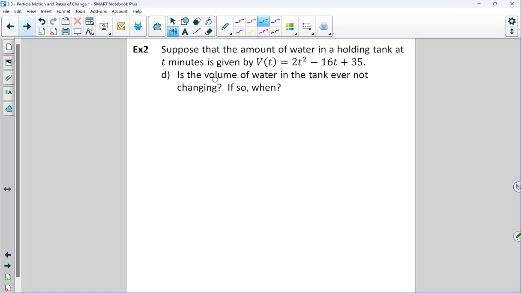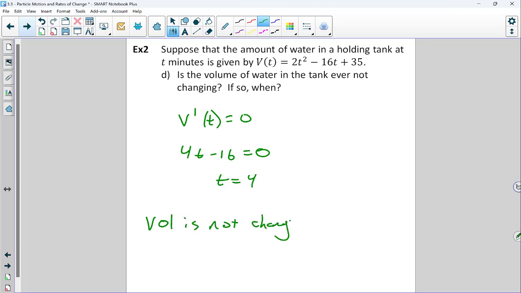And then part D: is the volume of the water in the tank ever not changing? Well, the volume would be not changing if the derivative equals 0. We know the derivative is still 4t minus 16, and that's going to be 0 at t equals 4. So is the volume of the water in the tank ever not changing? Well, at t equals 4, volume is not changing.